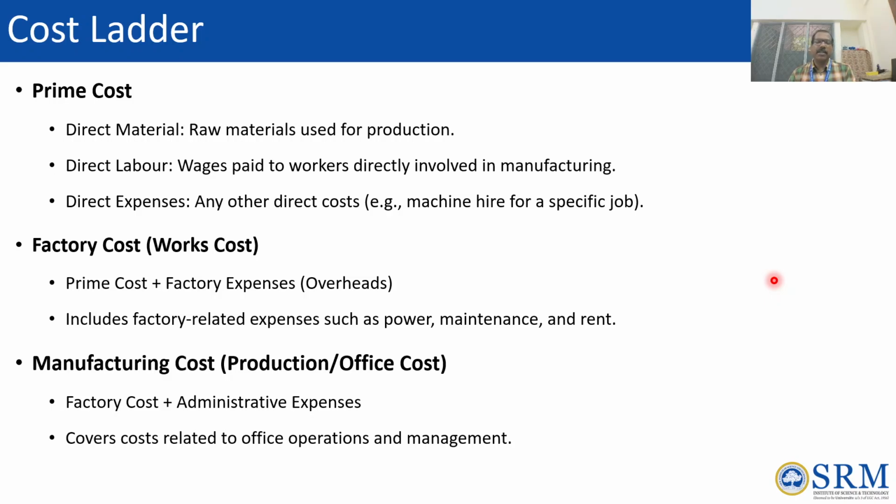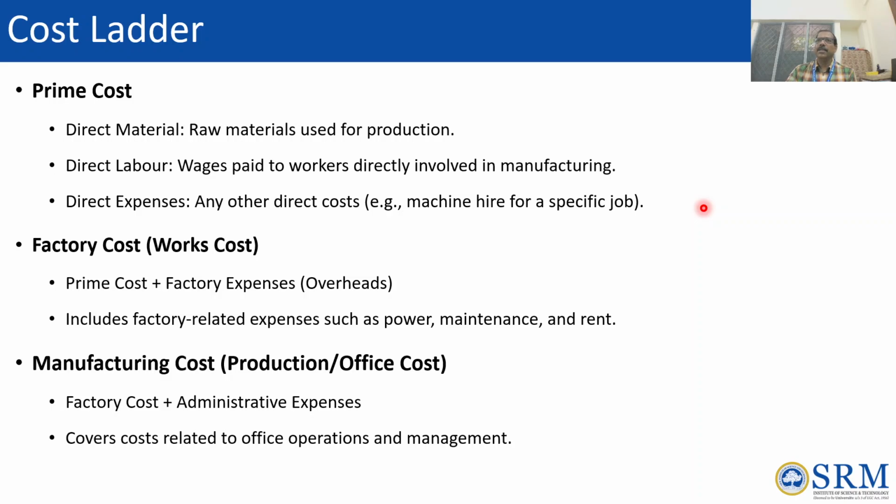So direct material is the raw material used for production. Direct labor is wages paid to workers directly involved in manufacturing. Remember, they are workers directly involved in manufacturing. The workers may be there, but if they are not involved directly in making that product, then it won't come under direct labor, it will come under indirect. So remember: direct labor, direct material, direct expenses, like a machine hired for a specified job.